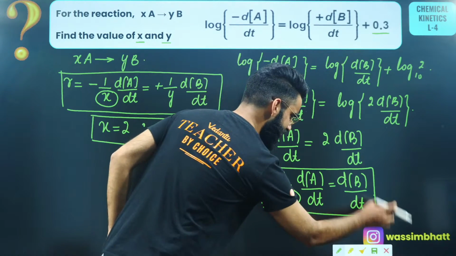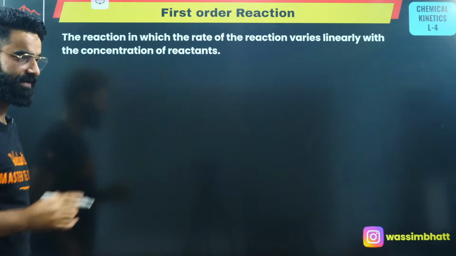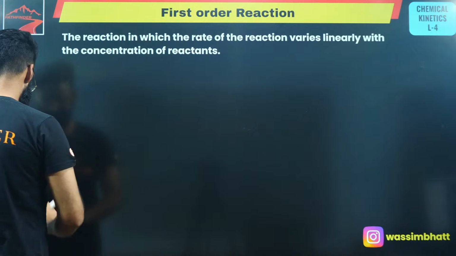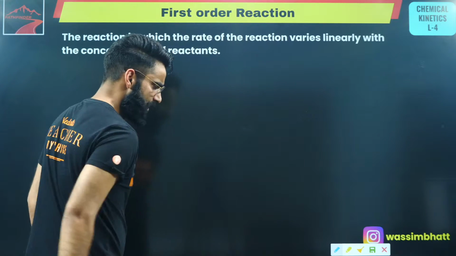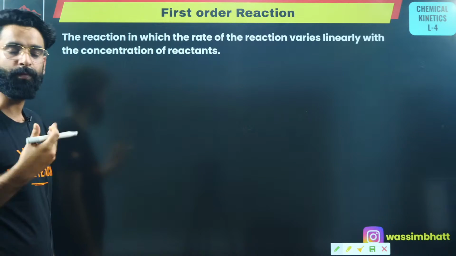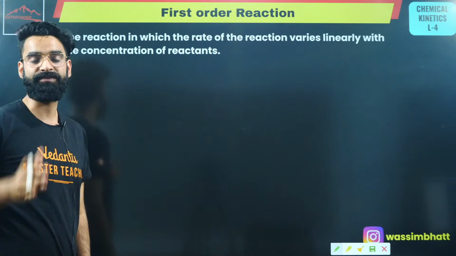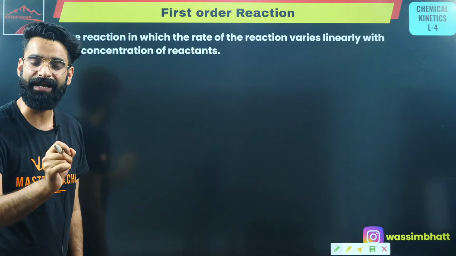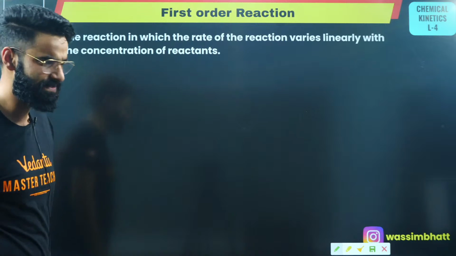So let's move on to our actual topic, which we are going to cover right here. That's going to be the first order reactions. So first thing, what are these first order reactions? First of all, let me tell you, first order reactions are the ones in which rate of the reaction varies linearly with the concentration of reactant. That reaction in which the rate varies linearly with the concentration of reactant, I call a first order reaction.